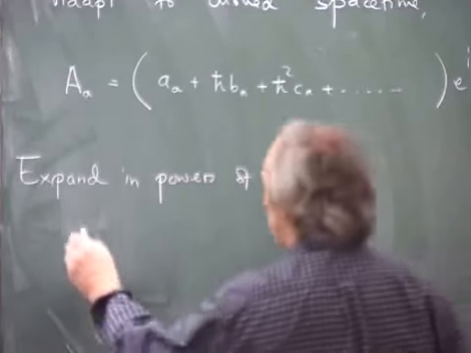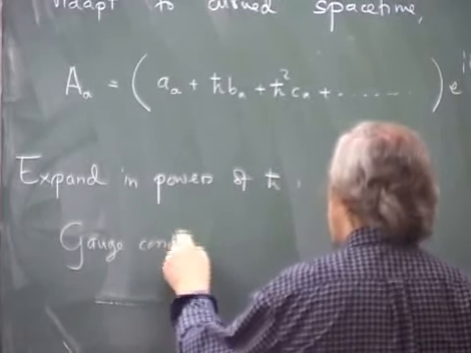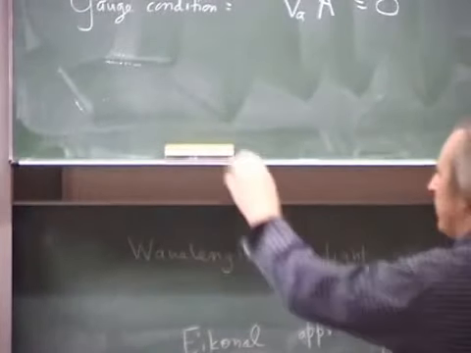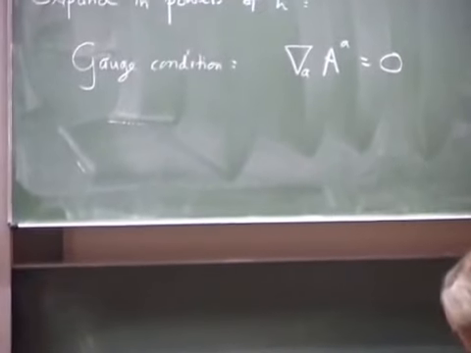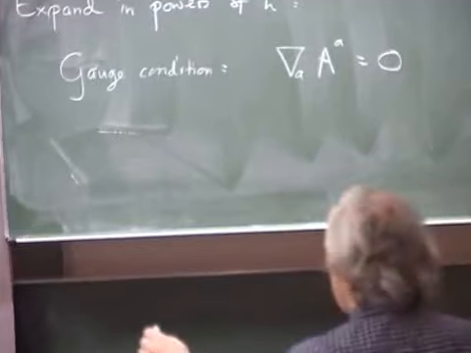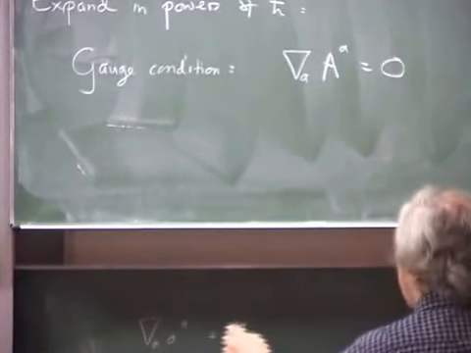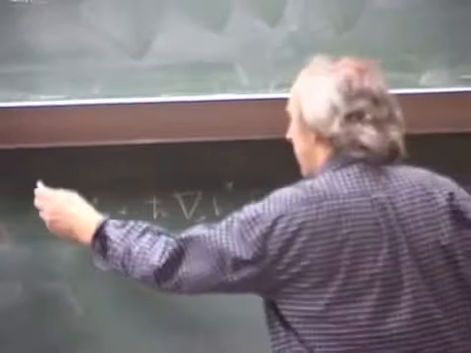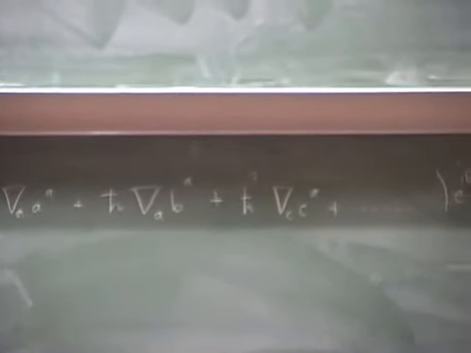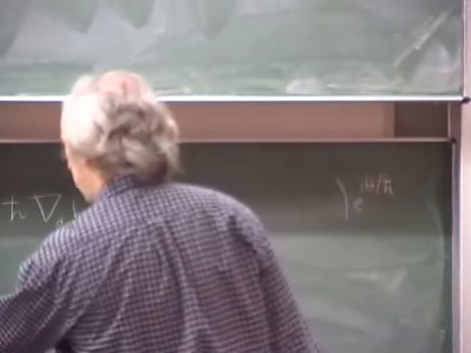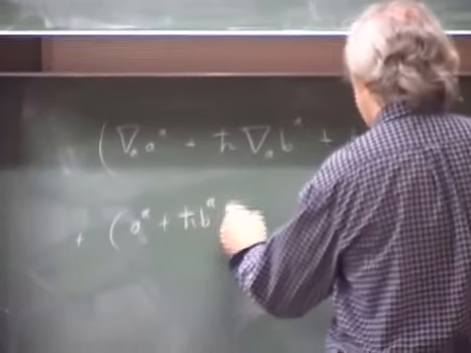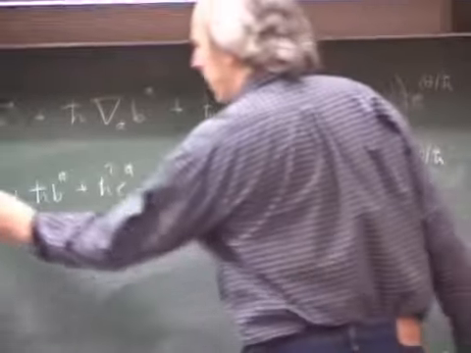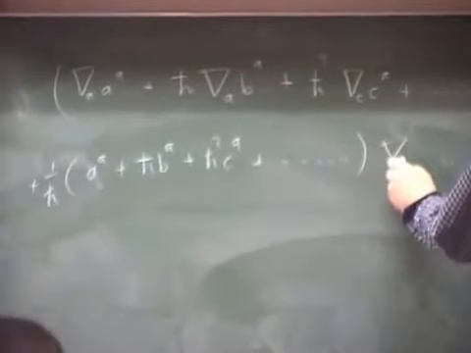Let's first of all look at the gauge condition. That's del^A A_A equals 0. You substitute in that form for the magnetic potential, and you will get two types of term: del^A of (a_A plus h bar b_A plus h bar squared c_A plus dot dot dot) times e to the i theta over h bar. Then there'll be terms coming from differentiating the e to the i theta over h bar, giving (a_A plus h bar b_A plus h bar squared c_A plus dot dot dot) e to the i theta over h bar times i over h bar del_A of theta.